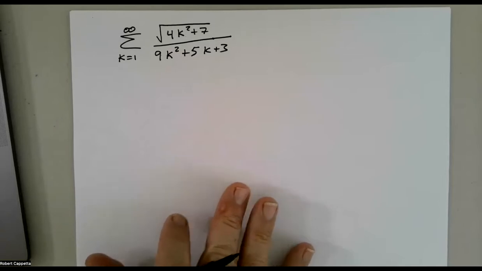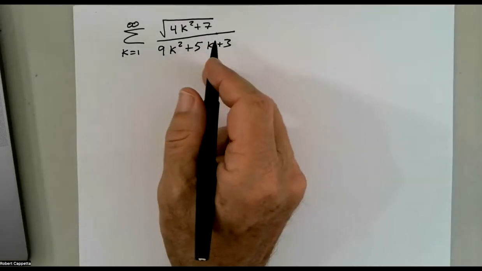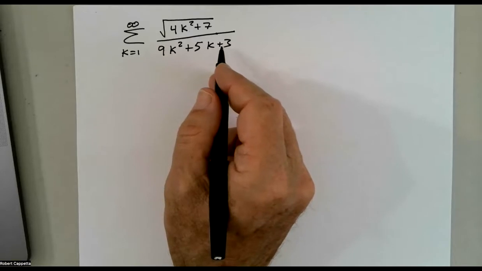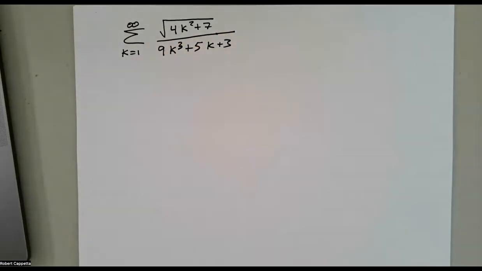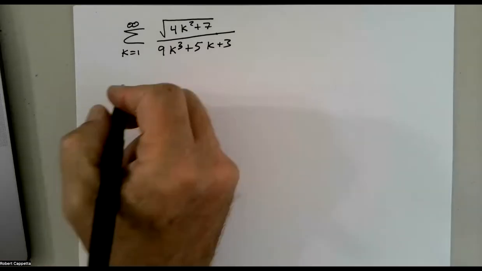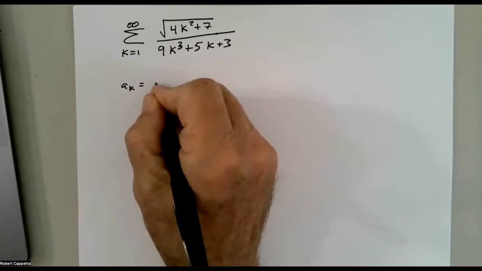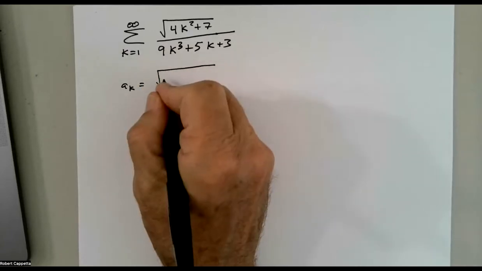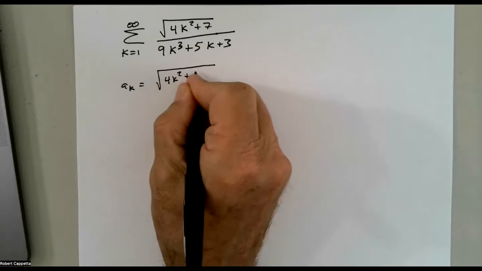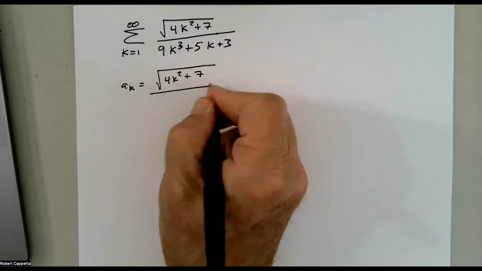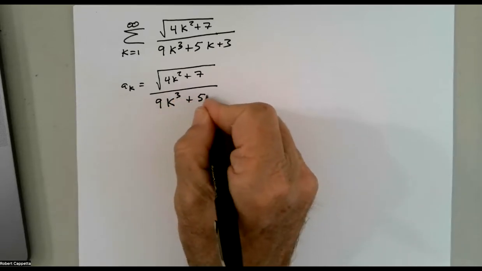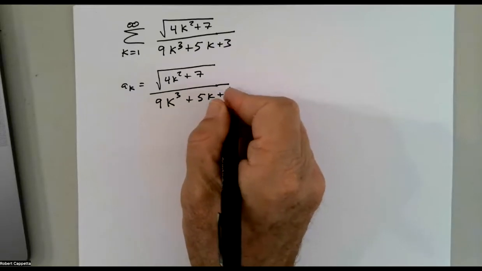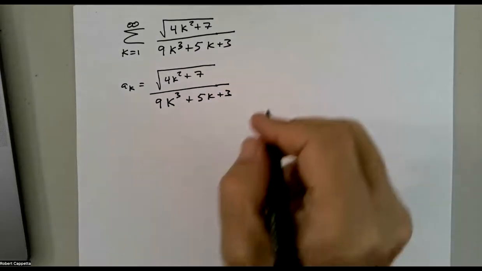So this one, we have the sum as k goes from 1 to infinity of the square root of 4k squared plus 7 over 9k squared plus 5k plus 3. Let's make it 9k cubed. Make a small change. Let's make it 9k cubed instead. And then what I want to do is recognize what my a sub k is. A sub k is the square root of 4k squared plus 7 over 9k cubed plus 5k plus 3. And I will ask you, what will b sub k be?